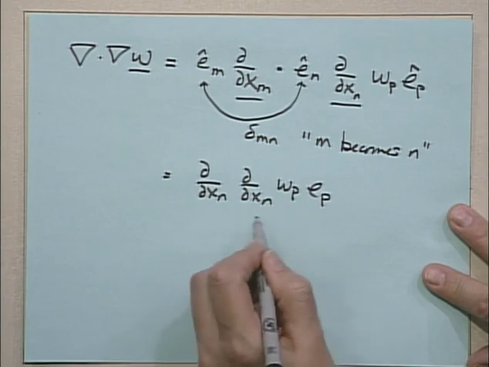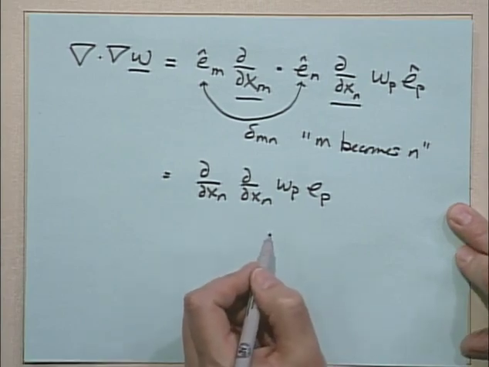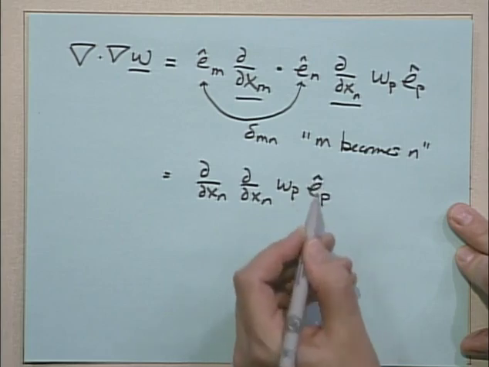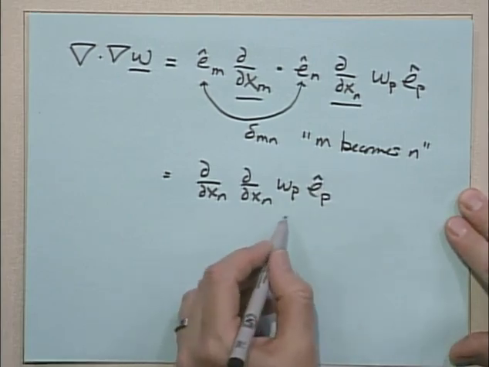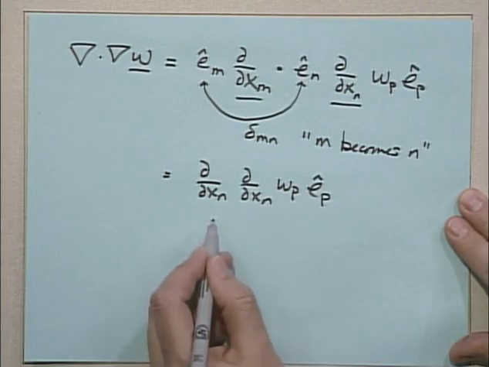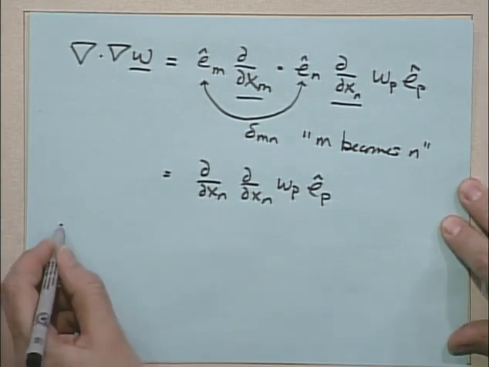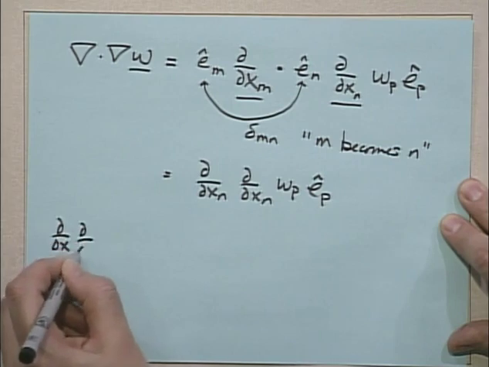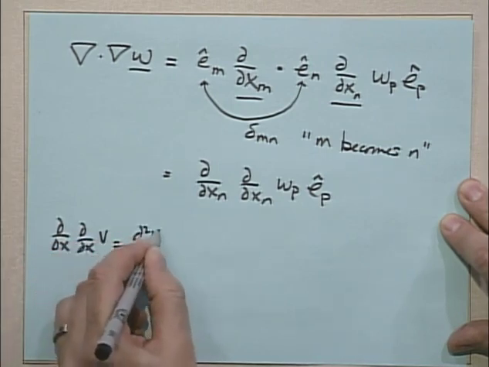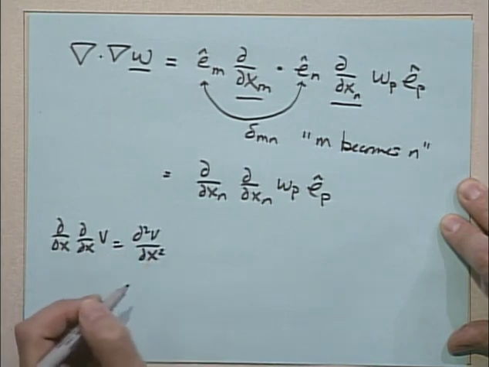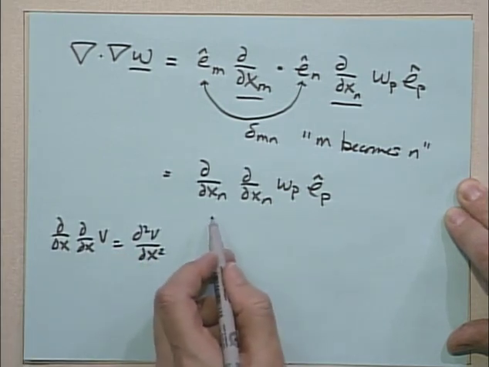Is this quantity a scalar, a vector, or a tensor? Vector. It's a vector. There's one e. That means it's a vector. Okay? This is the second partial derivative of w. Okay? When we do d by dx of v, that's the second partial derivative of v with respect to x. That's what this is. Okay?